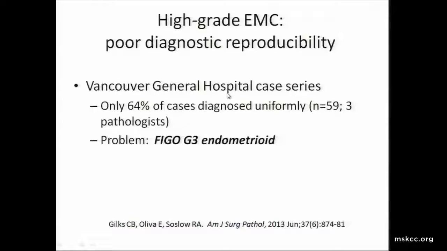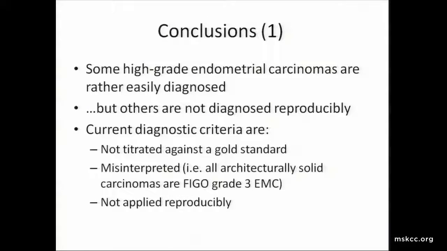There was a Vancouver General Hospital case series in which 3 pathologists, I was one of them, each considered ourselves gynecologic specialists, looked at a consecutive series of high-grade endometrial carcinomas from the Vancouver General Hospital, and we only agreed on diagnosis 64% of the time. And the problem really concerned the distinction of FIGO grade 3 endometrioid carcinoma and serous carcinoma, and in rarer cases, serous carcinoma from clear cell carcinoma.